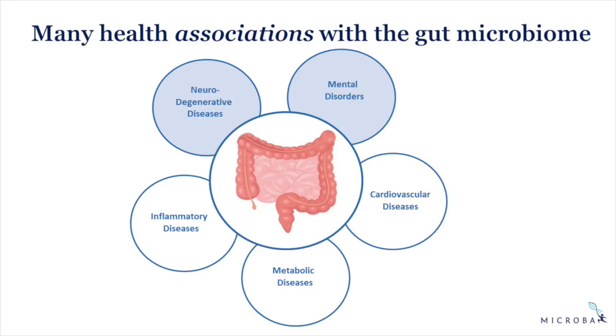We now know that there are many different systems that are associated with the gut microbiome, and we talk about the gut-brain axis or the gut-kidney axis or the gut-liver axis, the gut-heart axis. All these are different systems which are influenced by the gut microbiome. And there's an overwhelming amount of evidence now to show that there is a connection between what the gut is doing and our overall health.